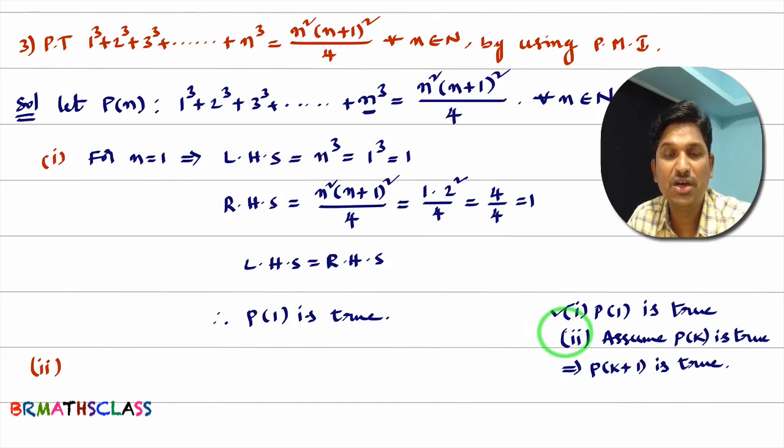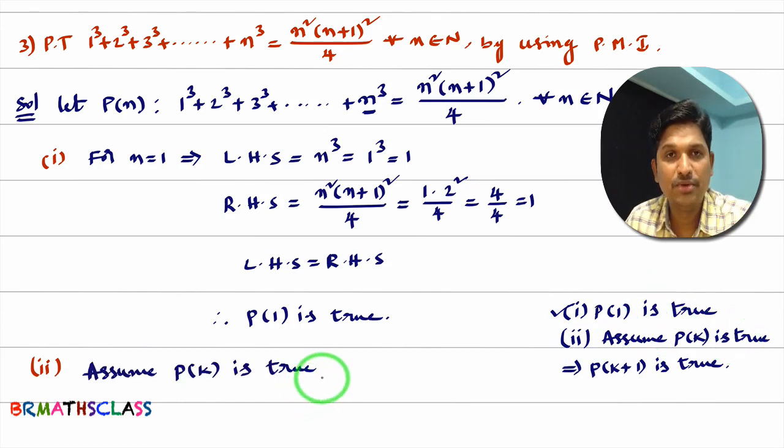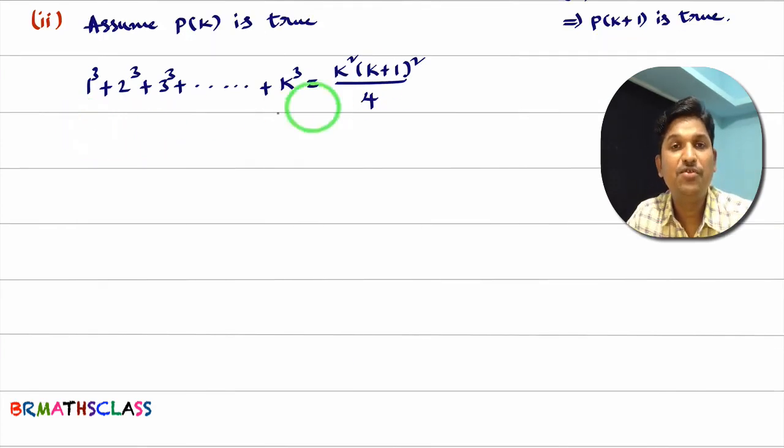Now the second one is what? We will assume p of k is true. From that, we will prove that p of k plus 1 is true. Assume p of k is true. Now I'll write what p of k is. In p of n, wherever n is there I write k, then I get p of k. This is p of k.